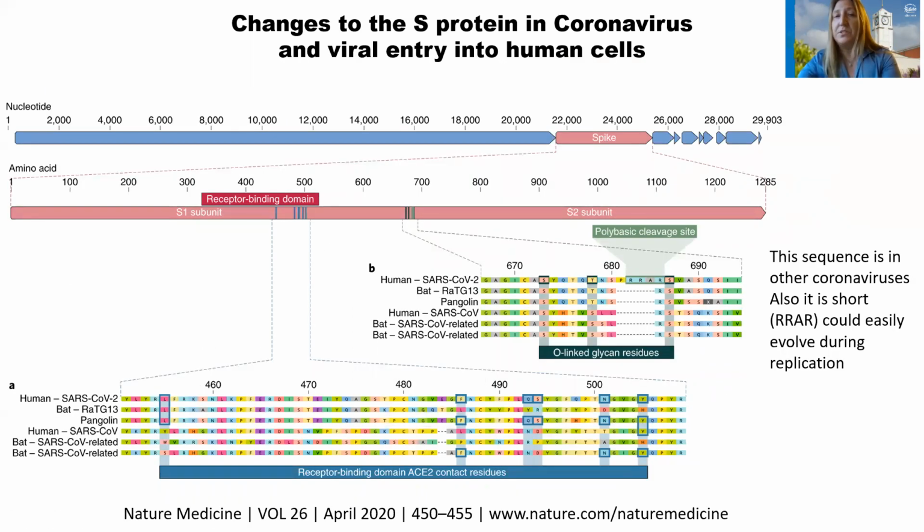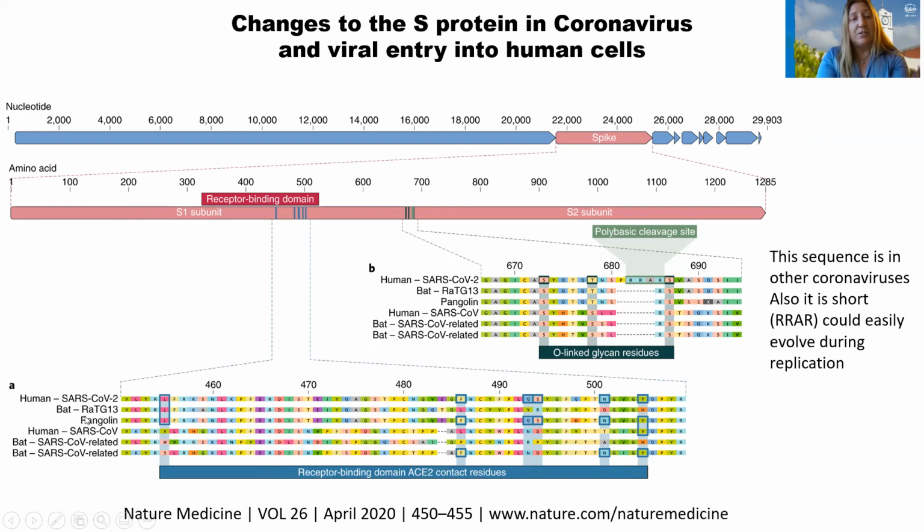So what are the changes to the S protein in SARS-CoV-2 that allow it to enter into human cells readily? And so if we look here, this is the genome of a coronavirus with the spike protein, which is magnified here. And the SARS-CoV-2 has needed changes in the receptor binding domain that allow it to interact with ACE2. Some of these are found in bat SARS related viruses.